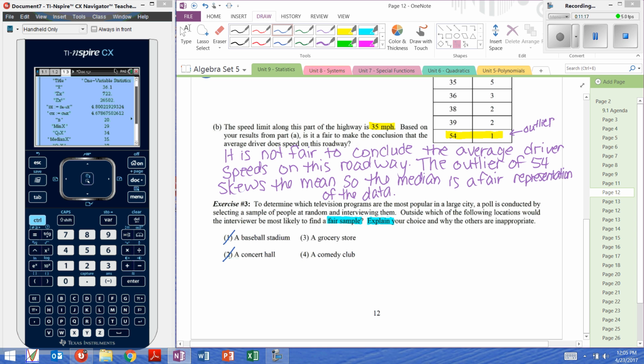So a comedy club, again, there's a comedy network, there's lots of things that could be related. You are picking to go to a comedy club. No one is forcing you to go. You don't need a comedy club to survive like we do with the grocery store and food. So let's get rid of 4. So answer choice 3 is the winner.